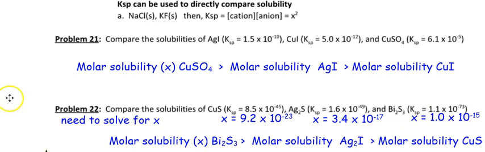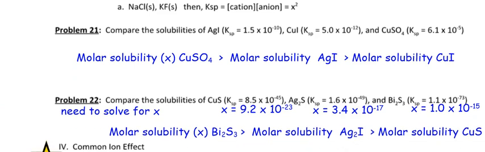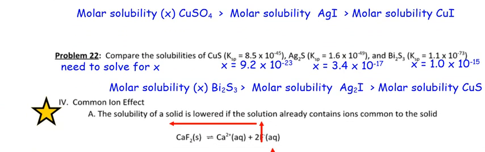So this next section, oh boy, I put a star by this. This is a very common problem on the AP exam. It's called the common ion effect. So the solubility of a solid is what? Lowered. Ooh, think about that. If a solution already contains ions common to that solid, that's called the common ion effect.